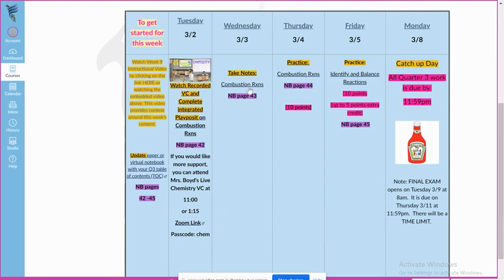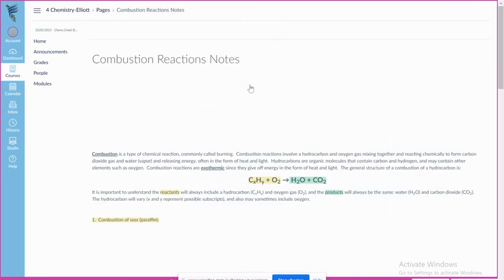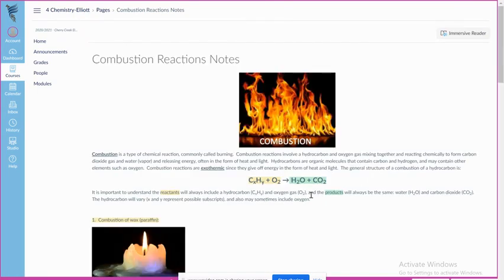After this day on Tuesday, I'd like for you to go ahead and take some notes on combustion reactions. This is just a chance for you to see the general type of combustion we're going to look at. Combustion reactions are ones that essentially are blowing up. So we're reacting with oxygen gas and producing carbon dioxide and water.